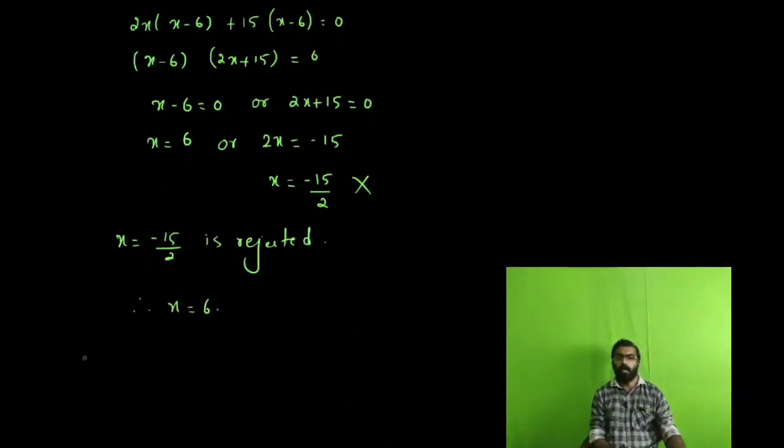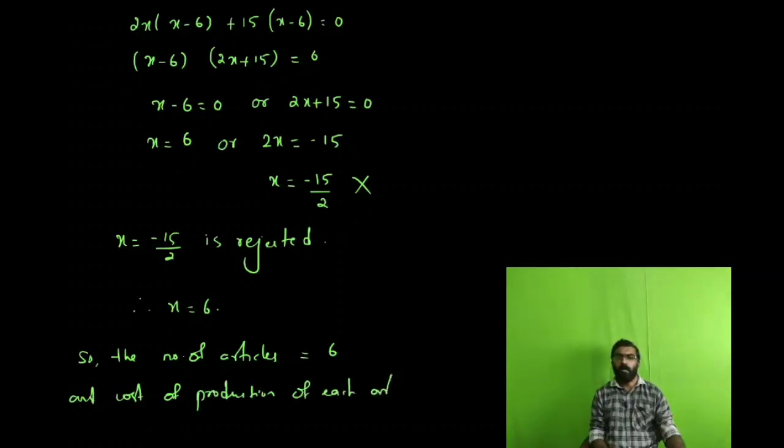So what we can write is, the number of articles is equal to 6, and the cost of production of each article is equal to 2x plus 3, which is equal to 2 into 6 plus 3, which is equal to rupees 15. Okay, so the number of articles produced in a particular day is 6, and the cost of production of one article will be equal to rupees 15.